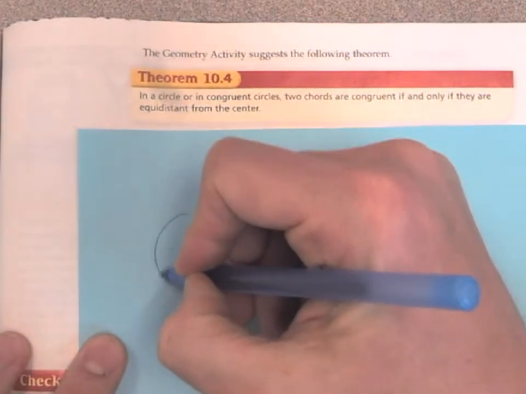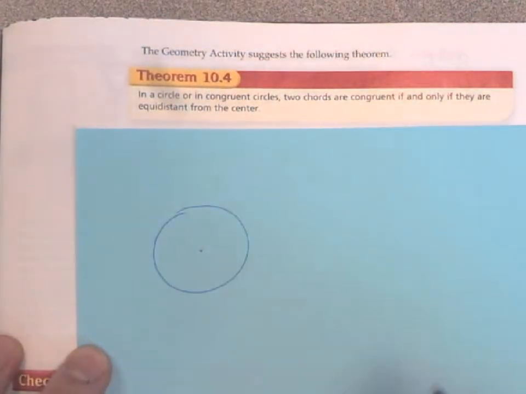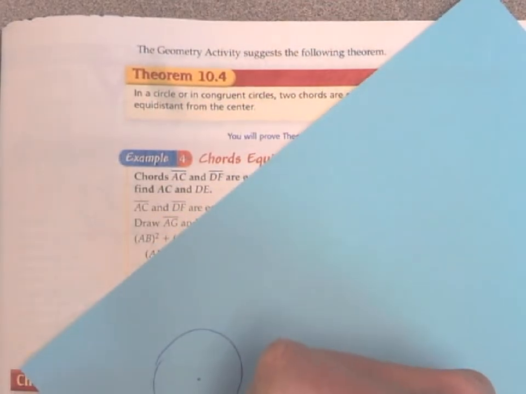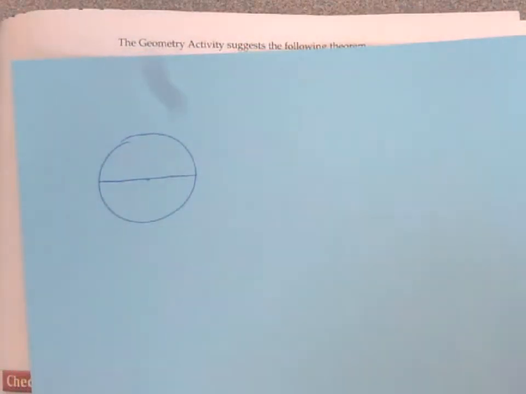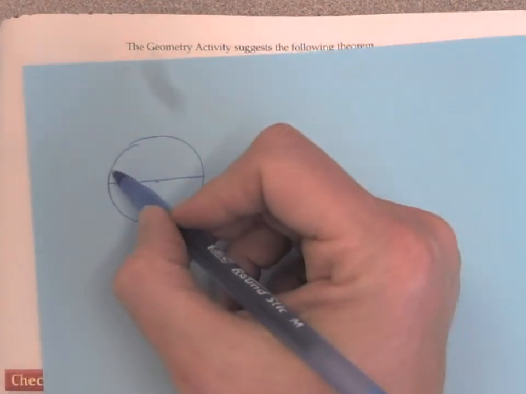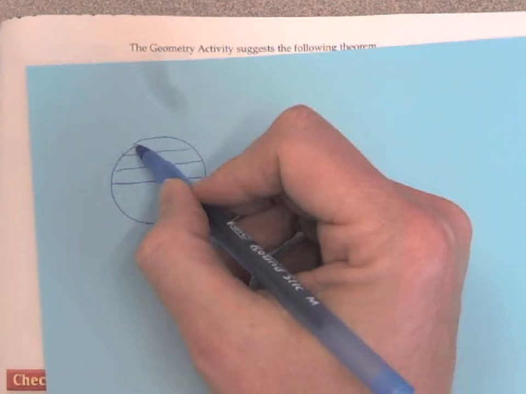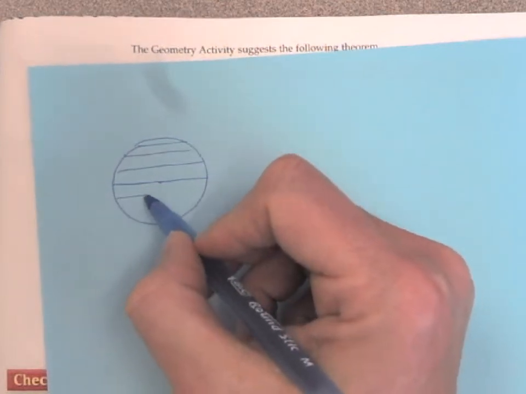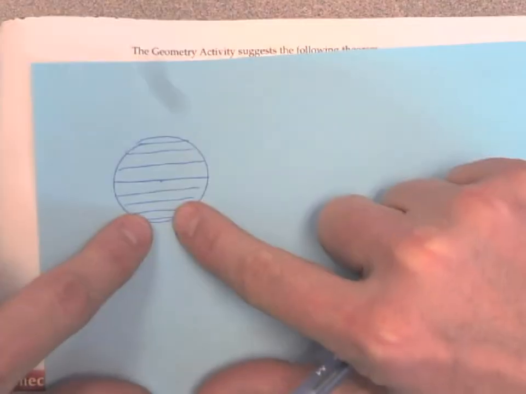Let's take a regular circle. You could draw a bunch of different chords in here, but the longest possible chord you can draw is a diameter. As you get farther away from the center, those chords start getting shorter. It looks kind of like latitude lines on a globe. As I get farther to the edge, the chords start getting shorter. So this one is obviously much shorter than the middle one.